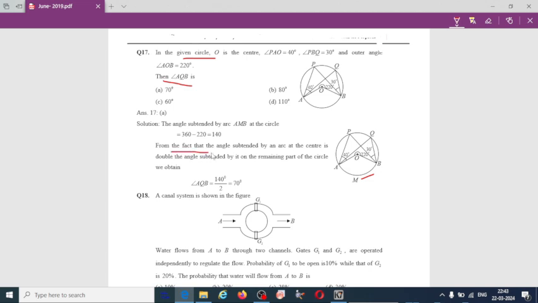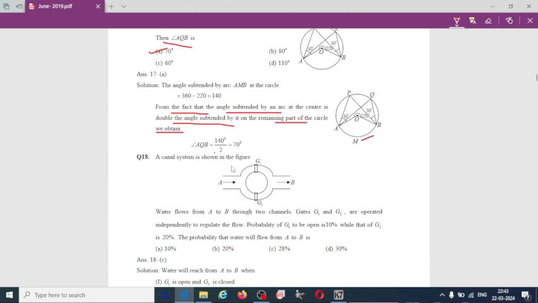From the fact that the angle subtended by an arc at the center is double the angle subtended by it on the remaining part of the circle. That means 140 by 2 is how much? 70 degree. Option A is correct.